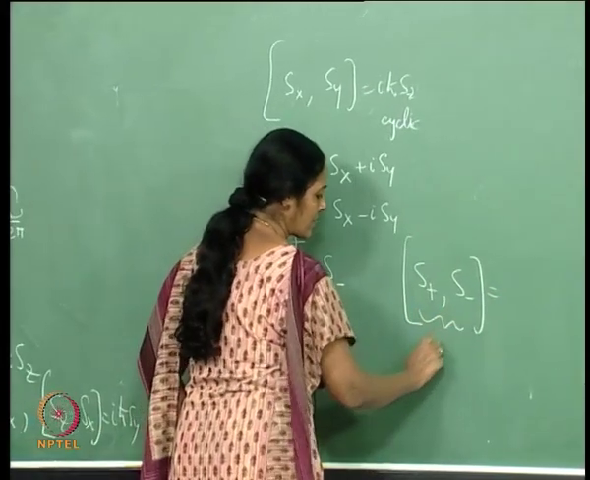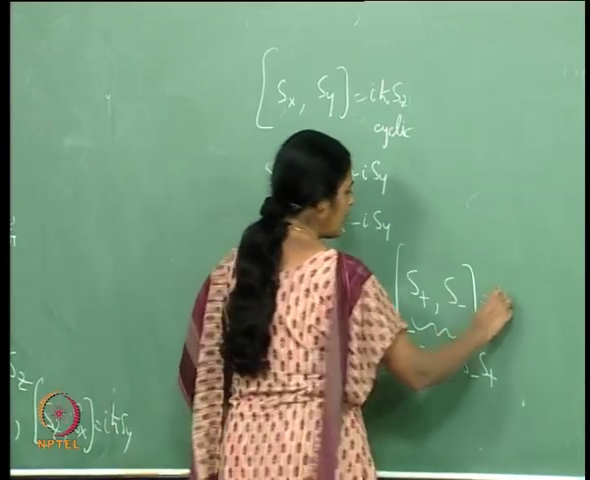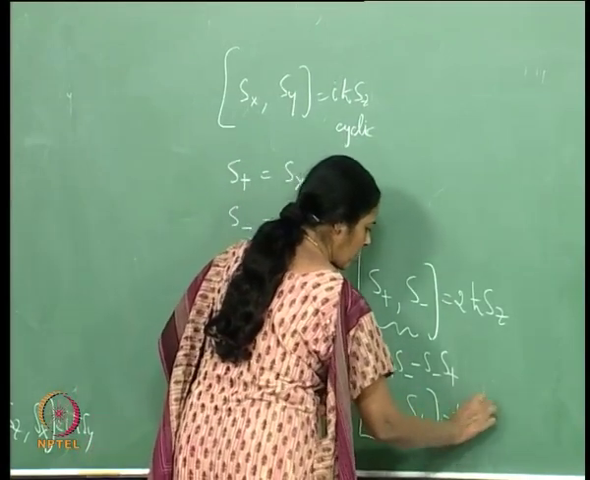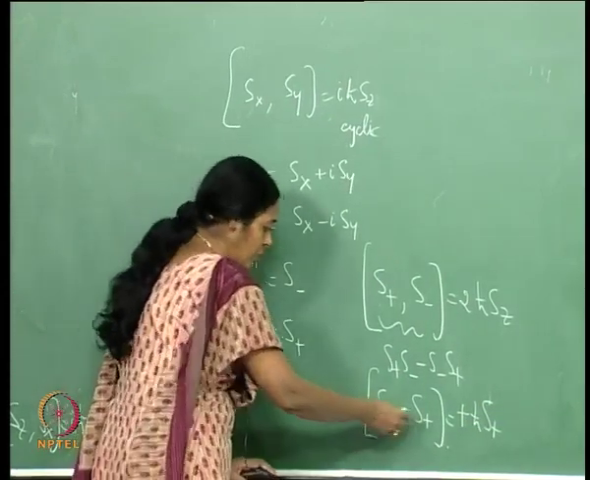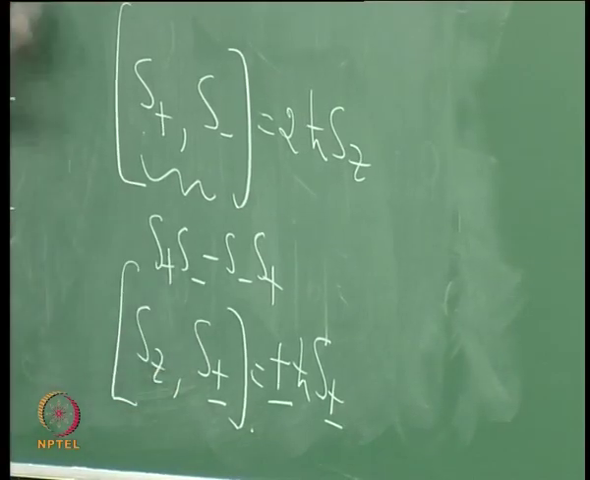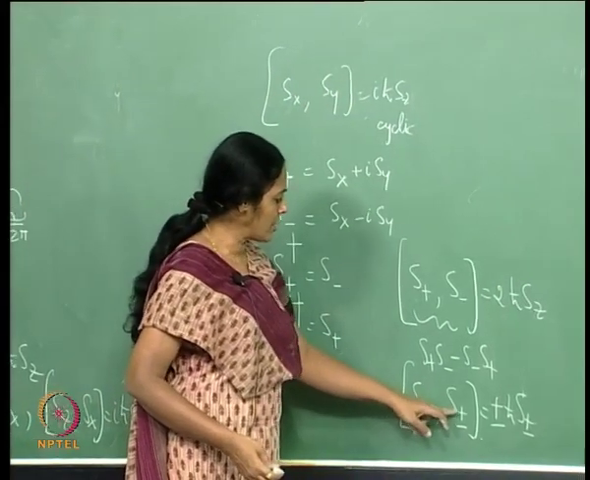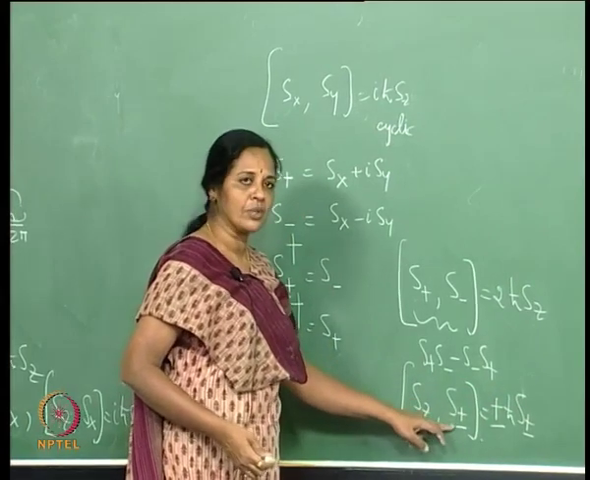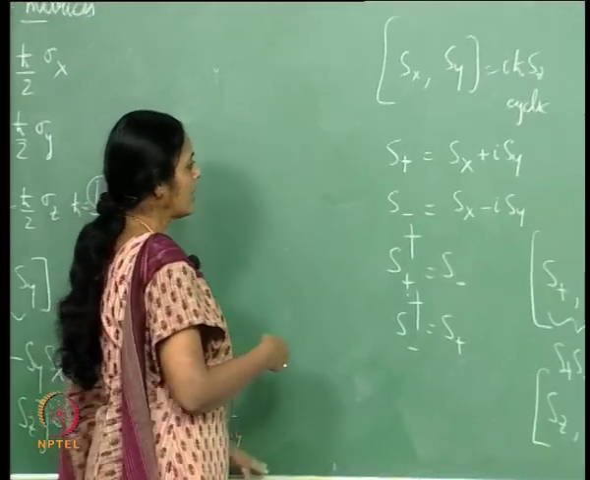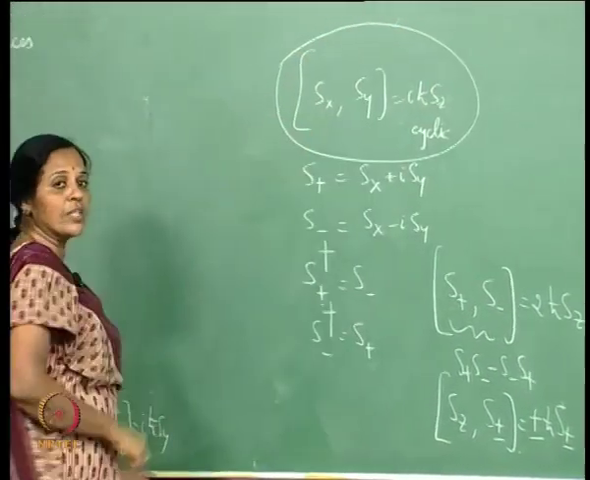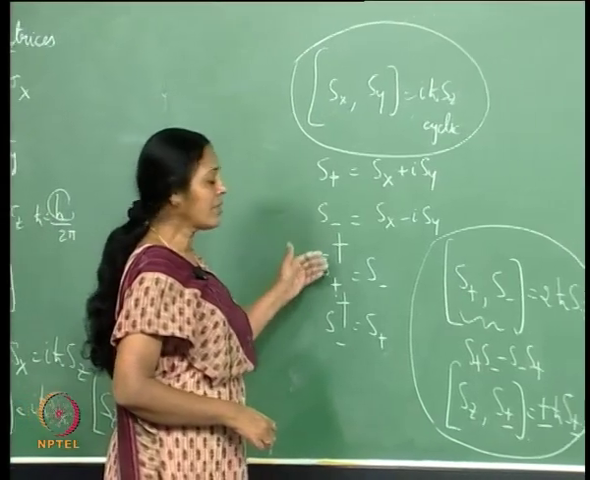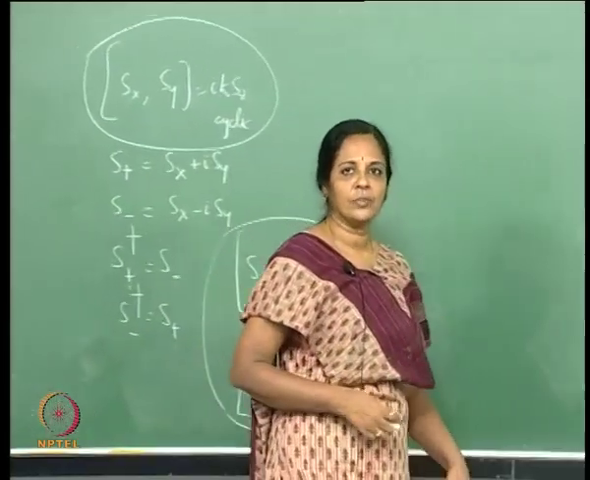The algebra translates, and you can check this out, to this. If you find the commutator of S plus with S minus, this will be 2 h cross Sz. And if you find the commutator of Sz with S plus, it's plus h cross S plus. Instead, if you found the commutator of Sz with S minus, it is minus h cross S minus. So this algebra of the spin matrices can be written either this way in terms of three Hermitian matrices, or in this fashion where S plus and S minus are not Hermitian matrices, but are Hermitian conjugates of each other, and Sz, which is a Hermitian matrix.